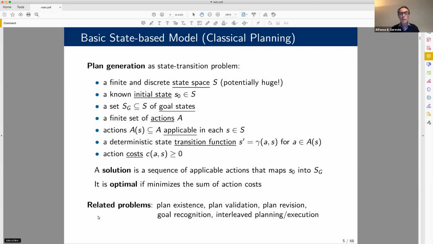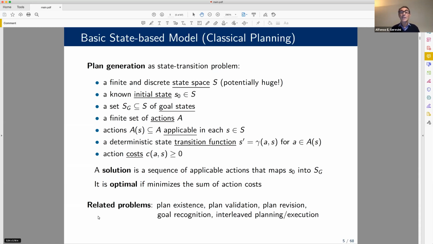A solution to this transition problem is a sequence of actions that are applicable, starting from the initial state, that maps the initial state into a state that is a goal state. This sequence of actions is optimal if it has the smallest possible cost to reach the goal. This is the very classical formulation and the very classical problem.